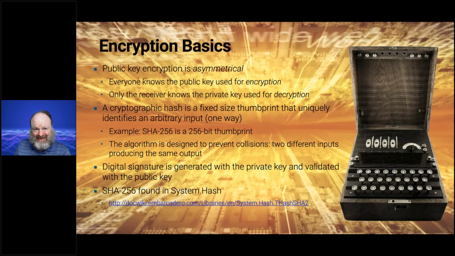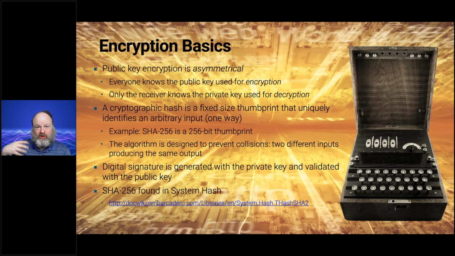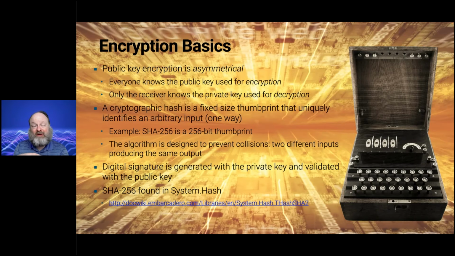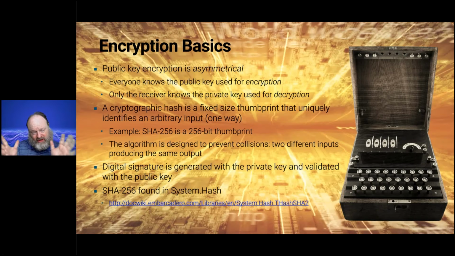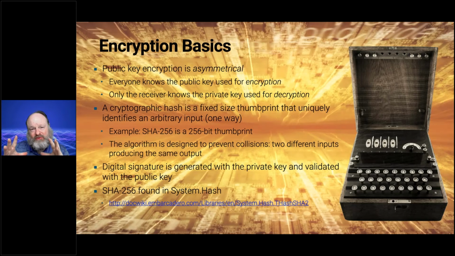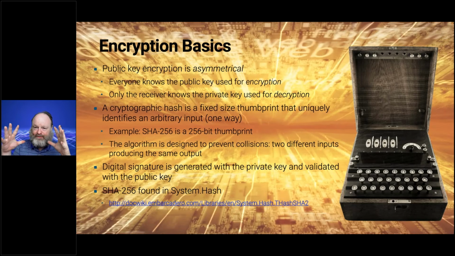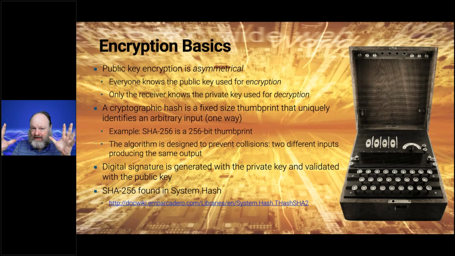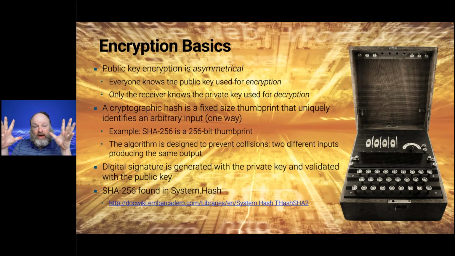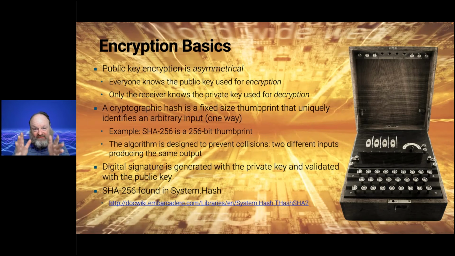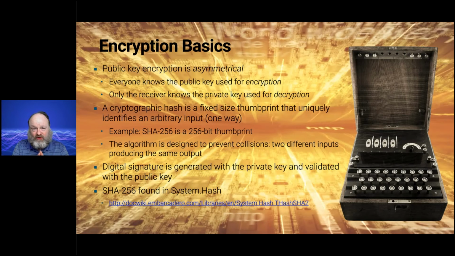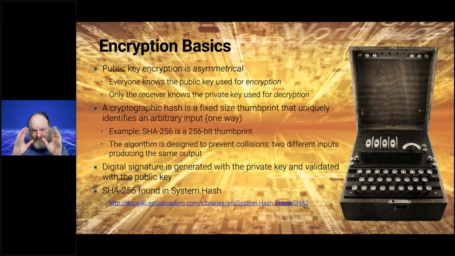When you sign a transaction, the way that works is you create a cryptographic hash of something. And cryptographic hashes are used in the blockchain and all over the place, so it's important to understand the basics of that. A cryptographic hash is where you take some arbitrary amount of data and you create a thumbprint of that. And that thumbprint is always a fixed length, usually like SHA-256, it's 256 bits long.